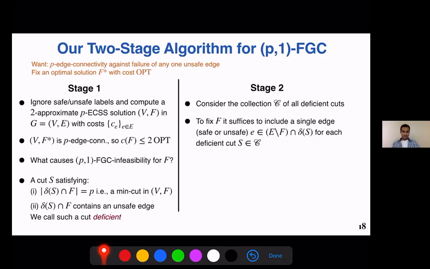To fix F, observe that it suffices to include a single edge for each of these deficient cuts. And it doesn't matter whether this edge that we include is safe or unsafe. It's just a hitting set problem now.